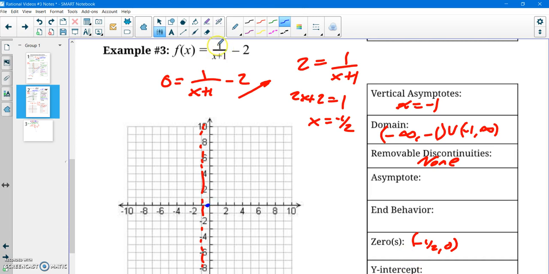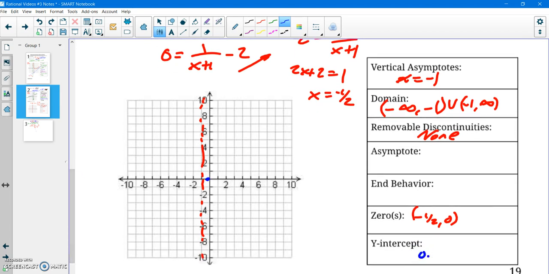Y-intercept, I'm just going to plug in 0 for x. 1 over 1 is 1, minus 2 is -1. So 0, -1 is my y-intercept. Okay.